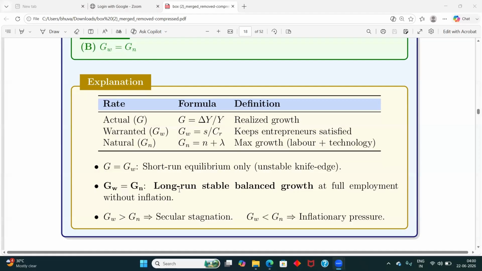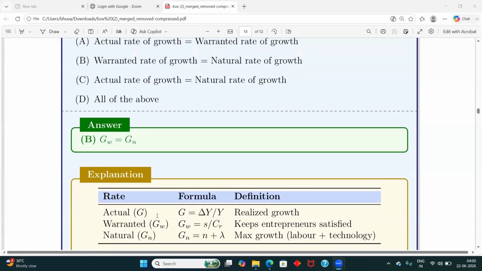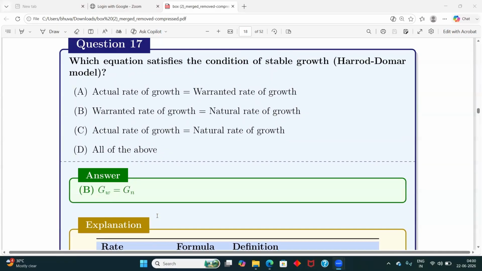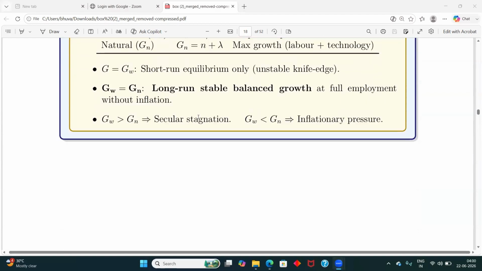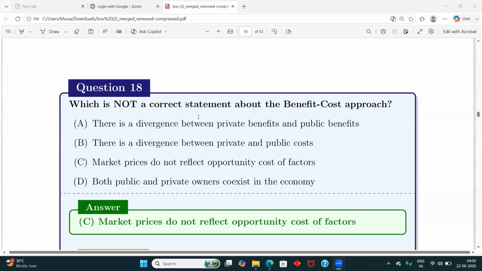When we talk about warranted growth rate greater than natural growth rate, this is secular stagnation. And the most important thing is the other condition: warranted growth rate less than natural growth rate means inflationary pressure. So the correct option is stable growth, that is B, warranted rate of growth equal to natural rate of growth in the Harrod-Domar model.